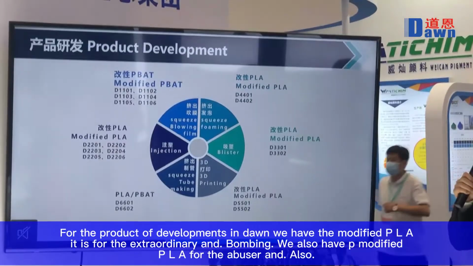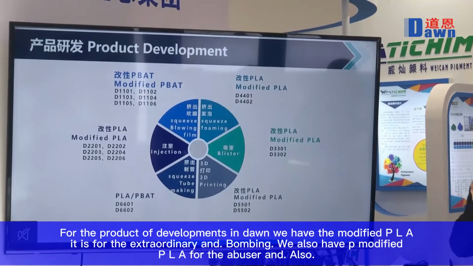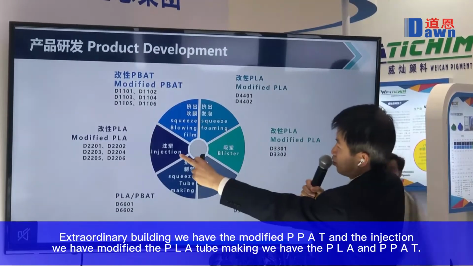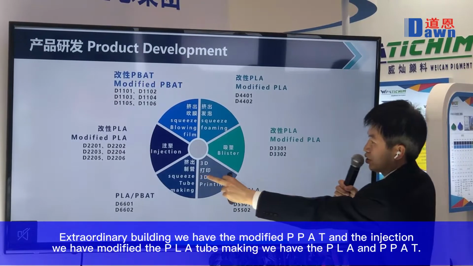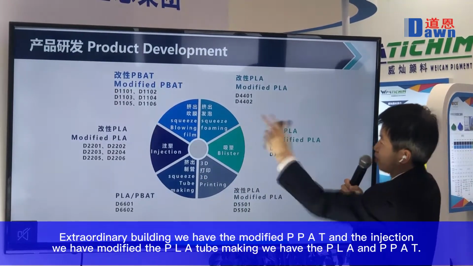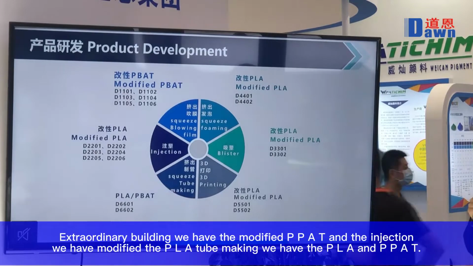For the product development in Dawn, we have the modified PLA for extrusion and foaming. We also have modified PLA for the booster and extruded body. We have the modified PBAT, and for injection we have modified PLA. For tubing making, we have the PLA and the PBAT.